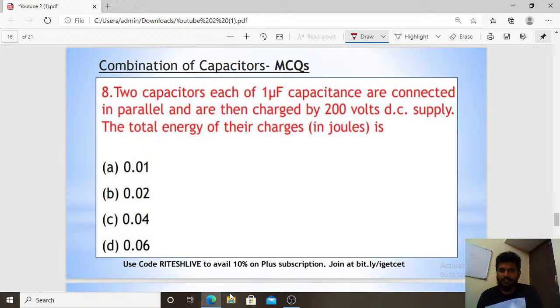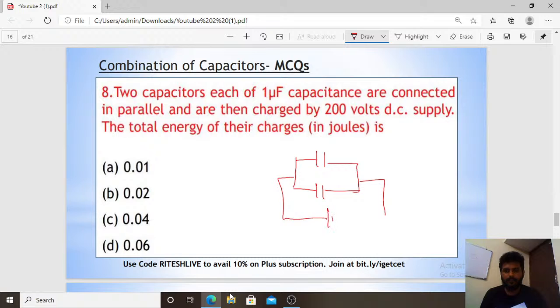two capacitors each of 1 microfarad capacitance are connected in parallel and then charged by a 200 volts DC supply. The total energy in their charges is what? Two capacitors are connected in parallel, okay, like this, and then charged by a DC supply of voltage 200 volts, and this is 1 microfarad and this is 1 microfarad, right? So what you need is the total energy in their charges, okay, that is again half CV square.